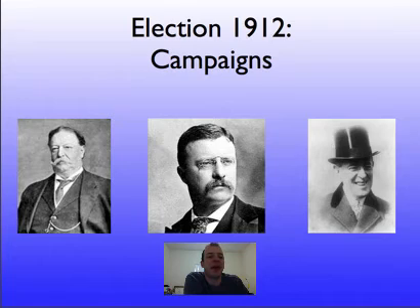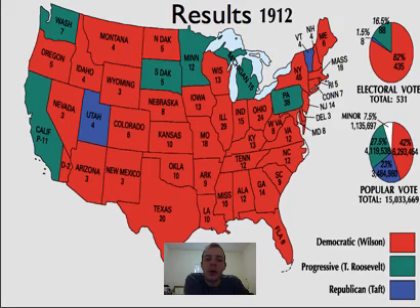Taft does not really campaign in the election of 1912. Some people say he basically gave up. Roosevelt campaigns vigorously. He's supported by women. He's supported by some labor organizations and business leaders. Woodrow Wilson campaigns as well. And in the end, having the Republican vote split between Roosevelt and Taft proved to be their undoing.